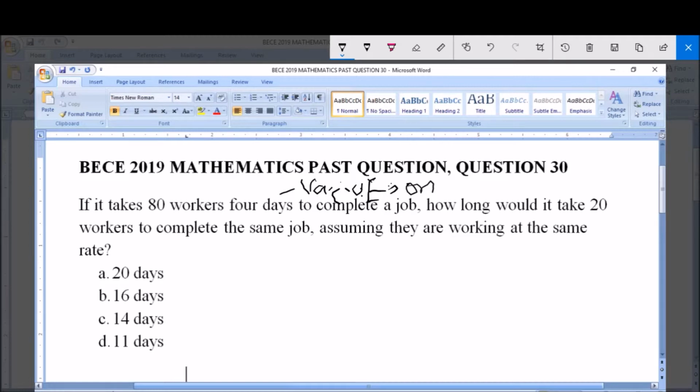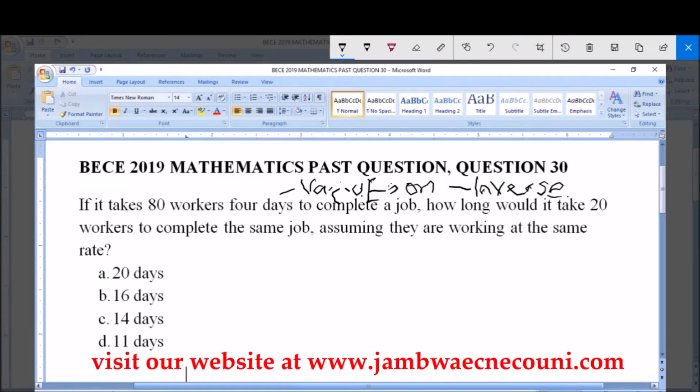Now, this says if it takes 80 workers 4 days to complete a job, how long will it take 20 workers? And like we know, when you decrease the number of workers, the number of days to complete a job will increase, and when you increase the number of workers, the number of days to complete that same job will decrease. So therefore, this is an inverse variation.